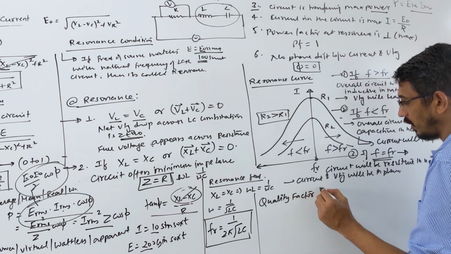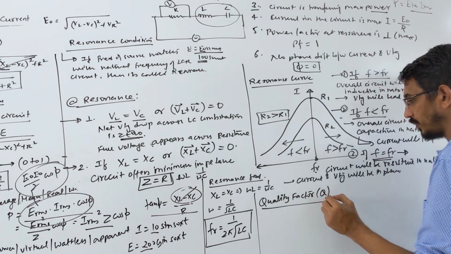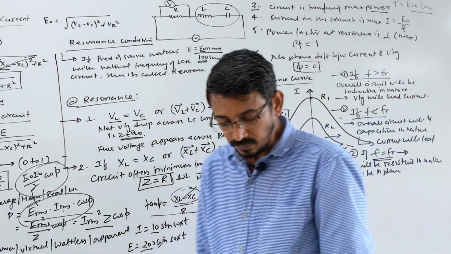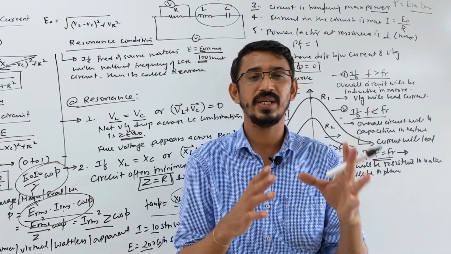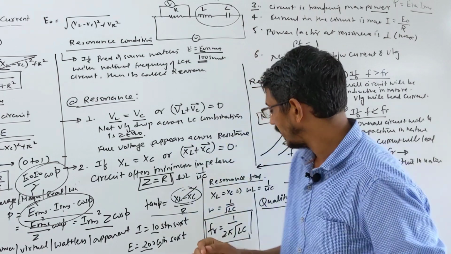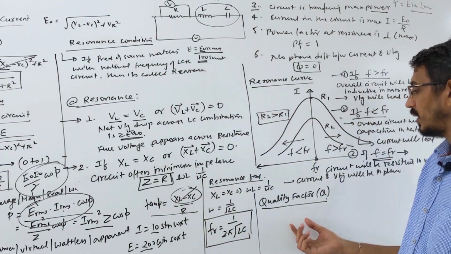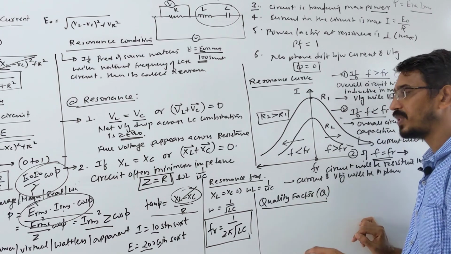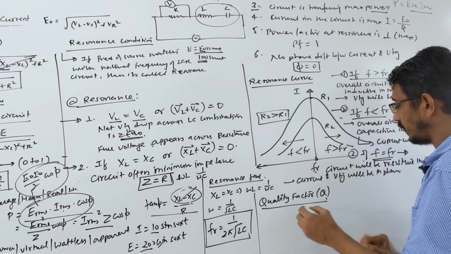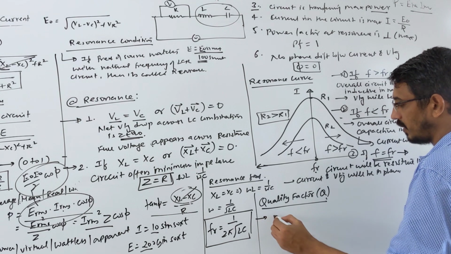Quality factor, or people also call it Q value. What is this term? It tells you the clarity of resonance. How clear is that resonance? The sharpness of the resonance, or clarity of resonance. The more the value of Q, the more clear the resonance. So in words we want to write this, it tells you what?